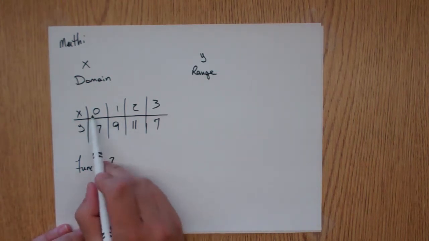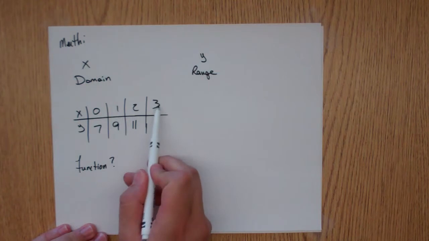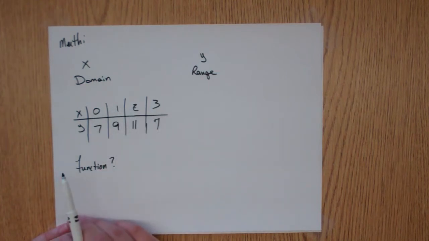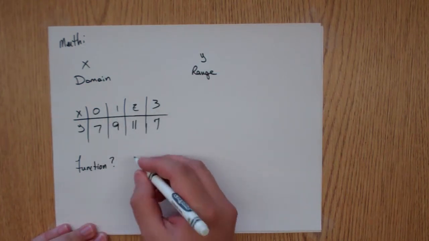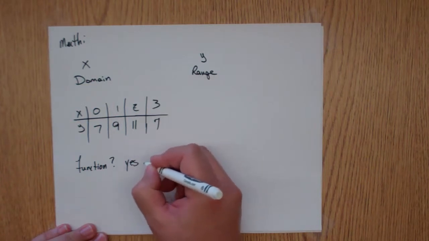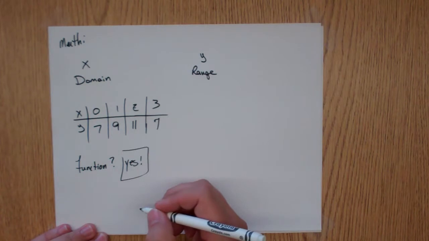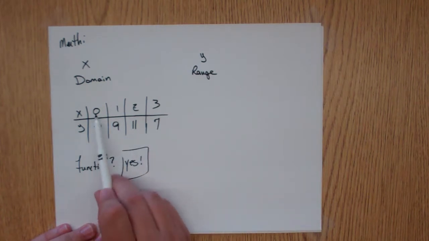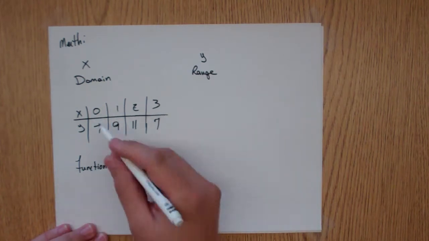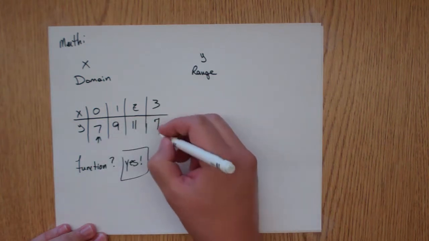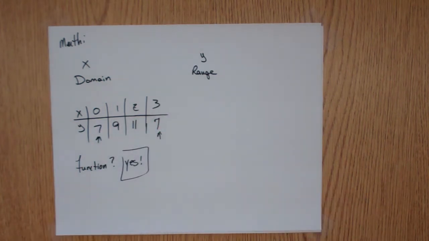Well, if we look, the values in our domain are not repeated. Since the values in our domain are not repeated, the answer is yes, it is a function. Okay? Again, because the values in our domain are not repeated. Even though 0 will give you 7 and 3 gives you 7, it doesn't matter if the range is repeated. It only matters if the domain is repeated. And the domain is not repeated, so yes, it is a function.